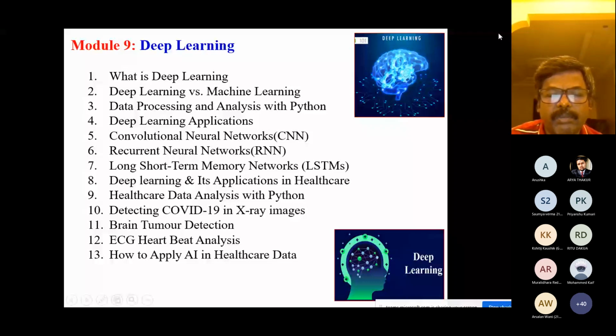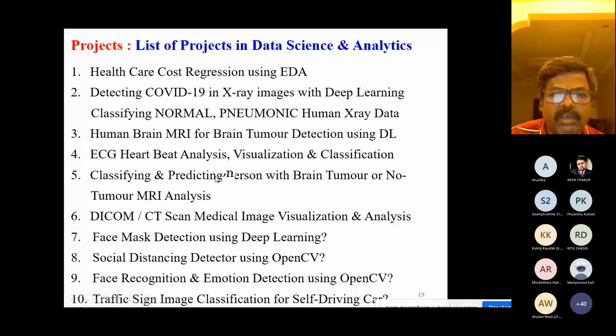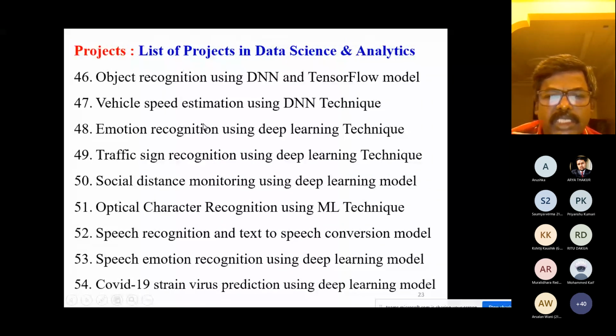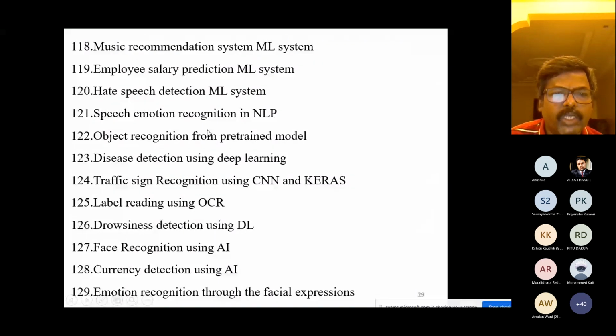Then followed by augmented reality, virtual reality, various tools and techniques we are using. Then followed by the projects. In my laboratory, the data science research laboratory, we have executed nearly 120 projects. These all are projects. See, can you see the projects? How many projects I have executed? Nearly 129 projects I have executed in my laboratory.